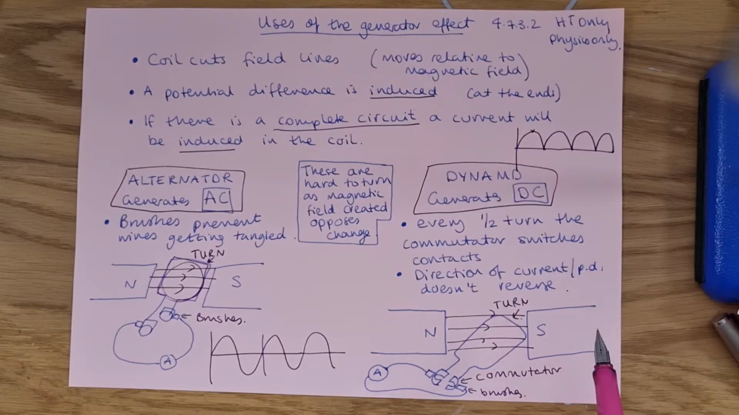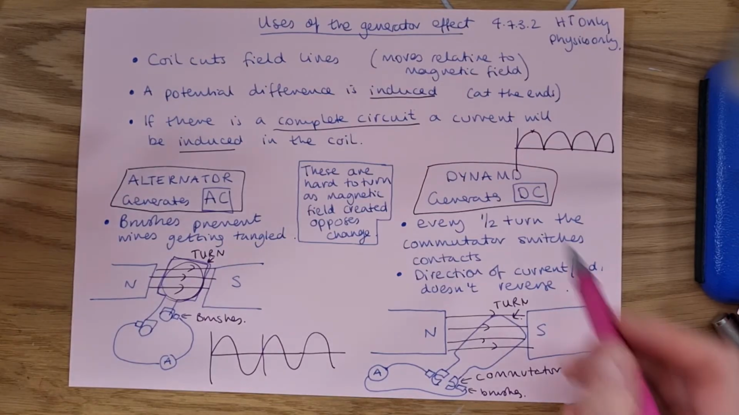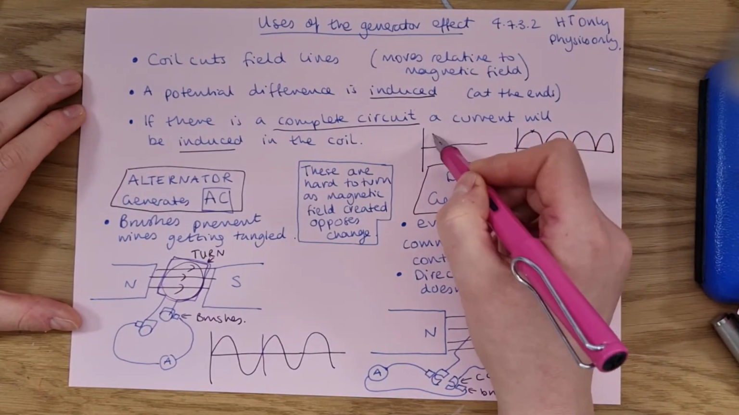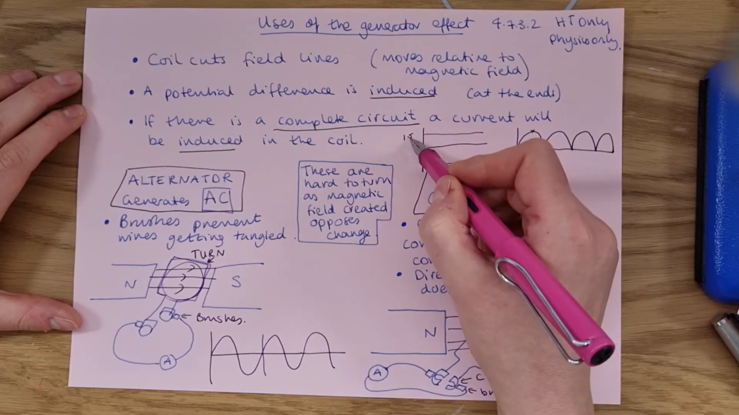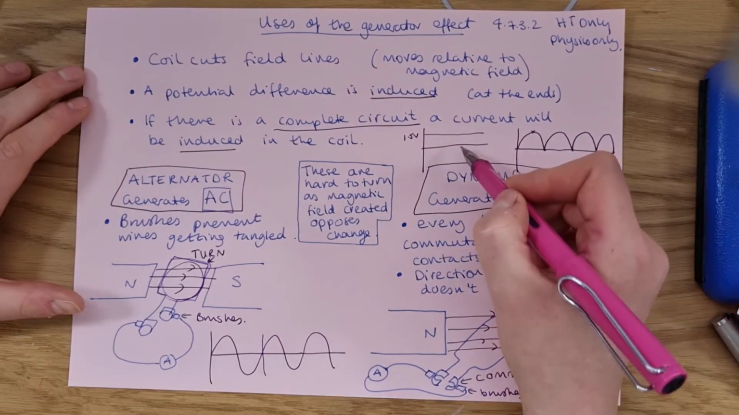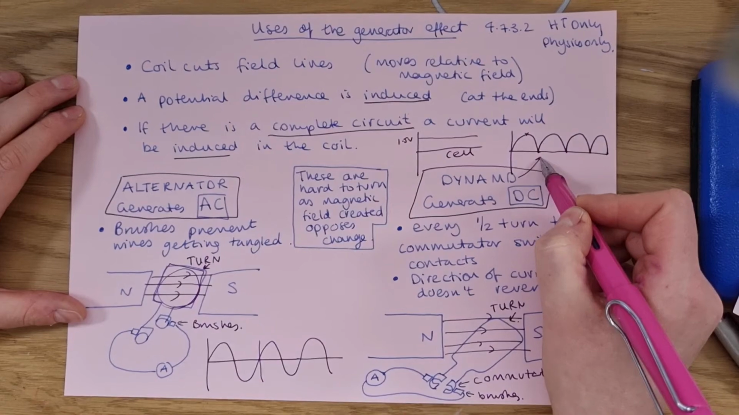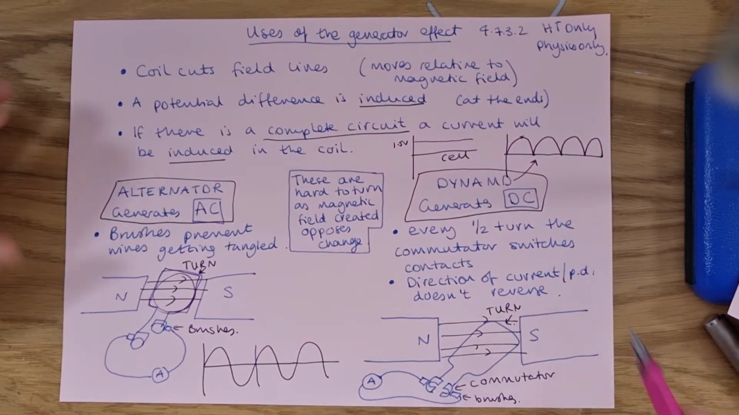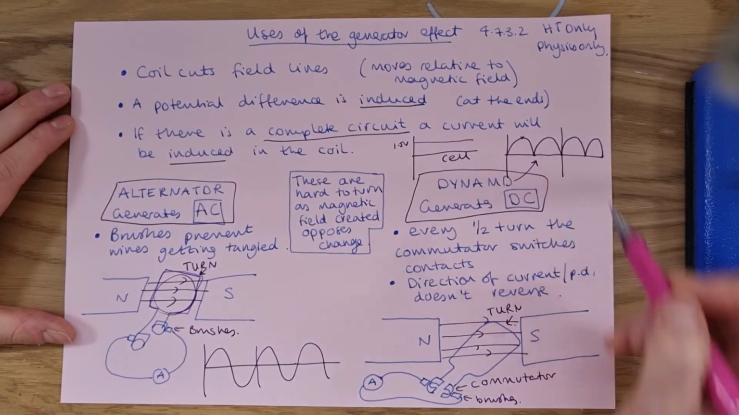If it was a cell, if we were talking about just a battery, the graph would look just like this, just a straight line up there, maybe a 1.5 volt direct current cell. But this is what it looks like for a dynamo, right? And that's one complete turn there.